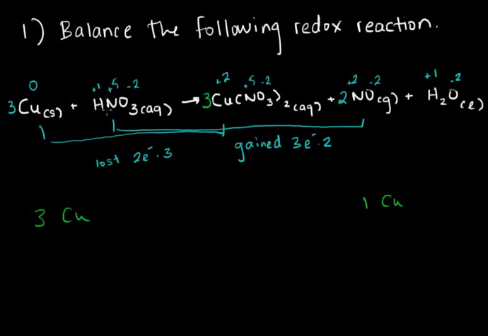Next, let's look at nitrogen. We've got N times 2 times 3, so 6 nitrogens here, plus 2 nitrogens here. So we've got 8 nitrogens on this side, but only 1 nitrogen on this side. So we've got to multiply that nitrogen by 8. So we're going to plop an 8 there.